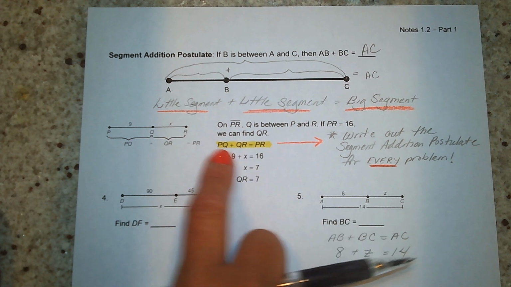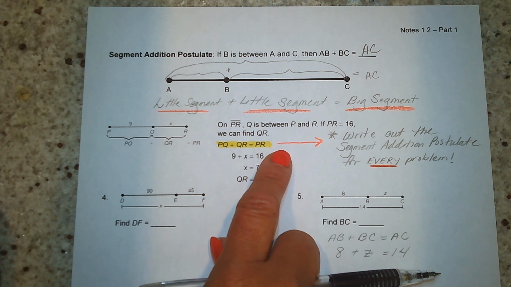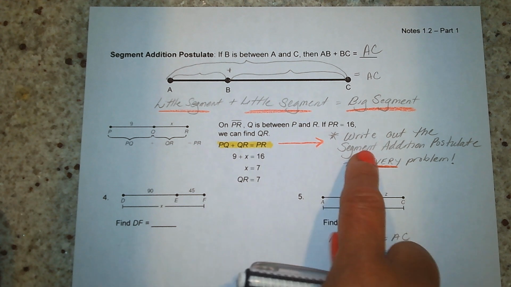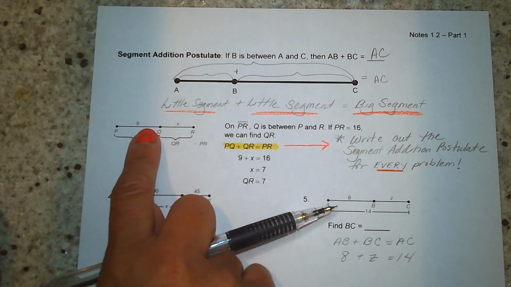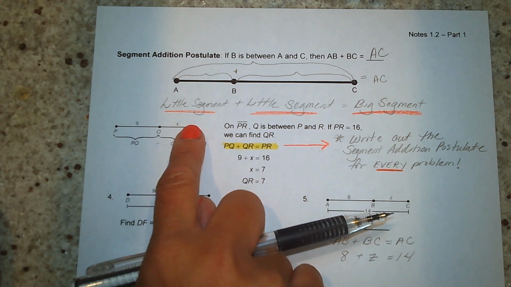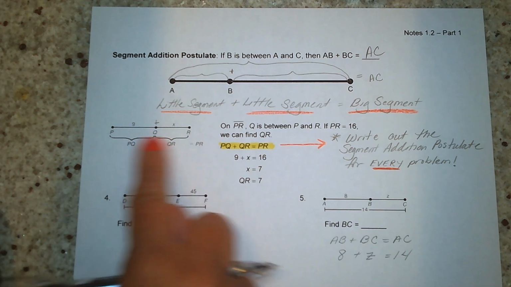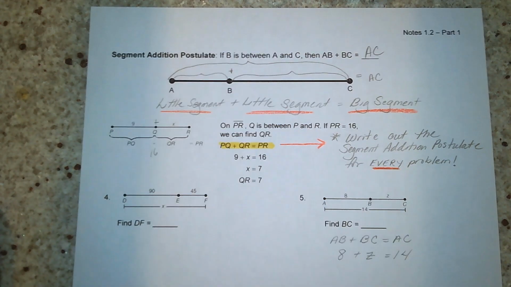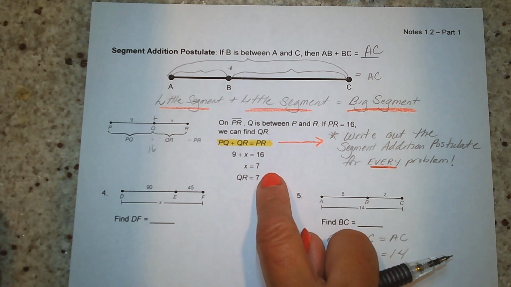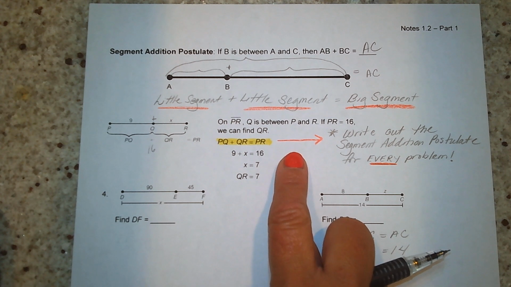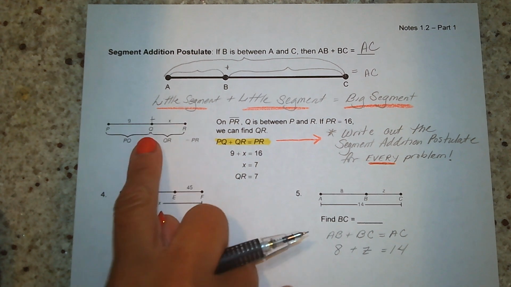Well, we set it up. You always want to set it up and write out the segment addition postulate for every problem. That's super important. PQ plus QR is equal to PR. So the 9 plus the X is equal to the entire thing, which is 16. Then you're just solving the algebra. You subtract 9 on both sides, and of course you get 7 for the length of QR.